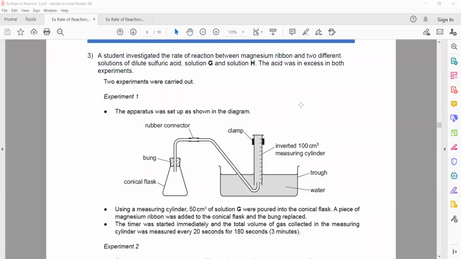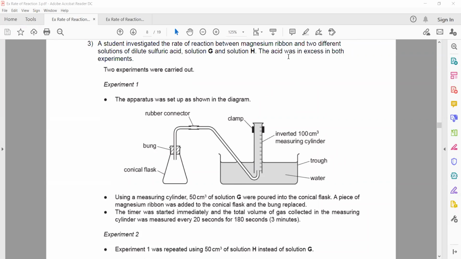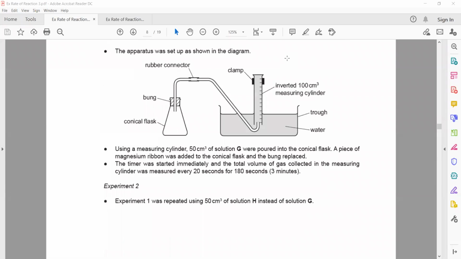Another experiment: a student investigated the rate of reaction between magnesium and sulfuric acid. The sulfuric acid was in excess in both. Two experiments were carried out. The apparatus was set up as shown, and measuring 50 cm³, solution G was poured into a conical flask, and then we record the volume of the gas.